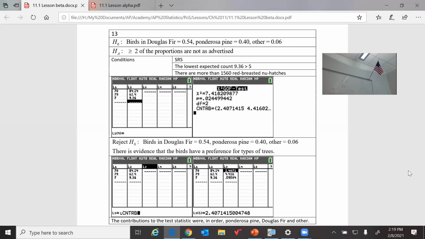Well, they like the ponderosa pine more than you expect. The expected number for ponderosa pine was 62.4, and 79 of the birds landed there. Okay?